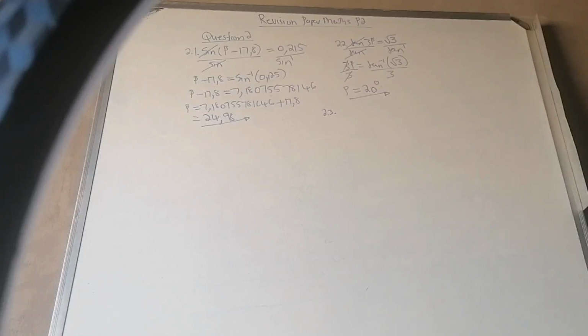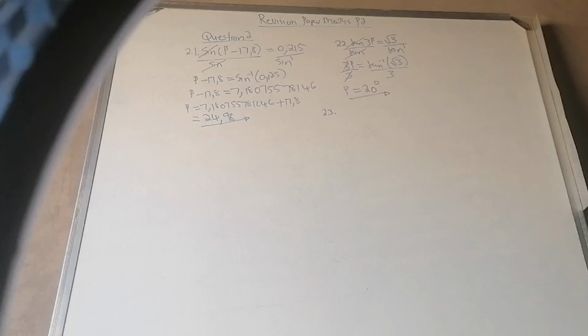We found sin x is negative, sin is opposite over hypotenuse, negative 3 over 5, which is our hypotenuse. 1.2 is 1.